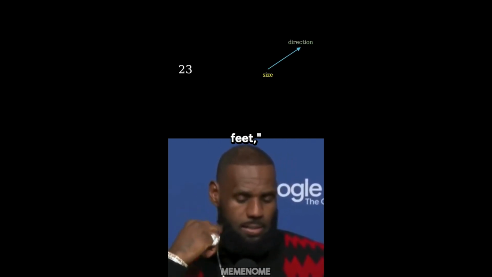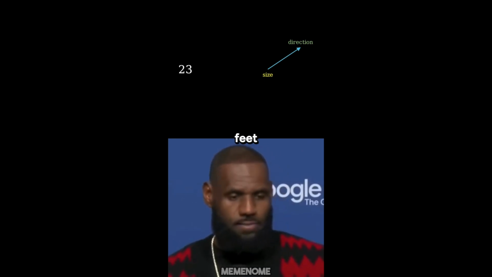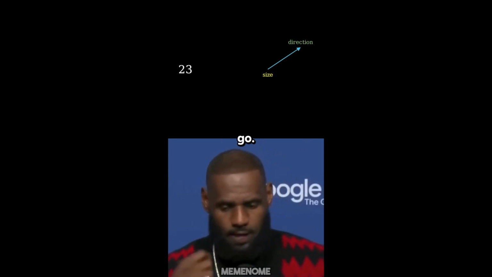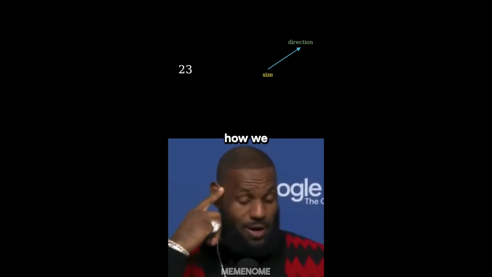Think about it this way. If I tell my teammate run 15 feet, that's not super helpful. 15 feet, which way? But if I say cut 15 feet to the baseline. Now they know exactly where to go. That second instruction is a vector, magnitude plus direction. Boom. That's how we run plays on the court.